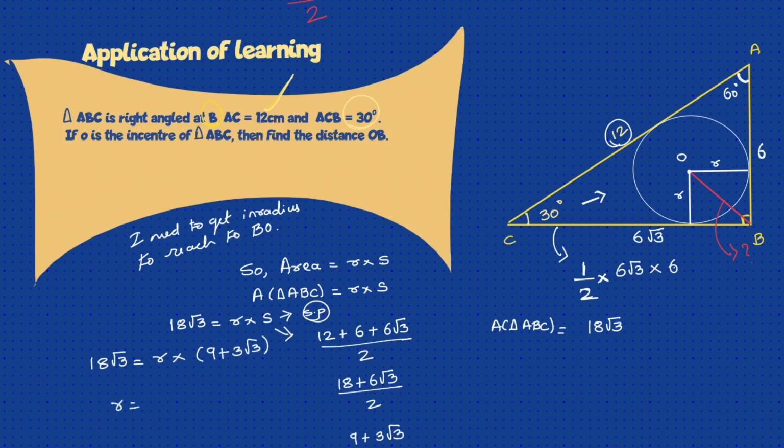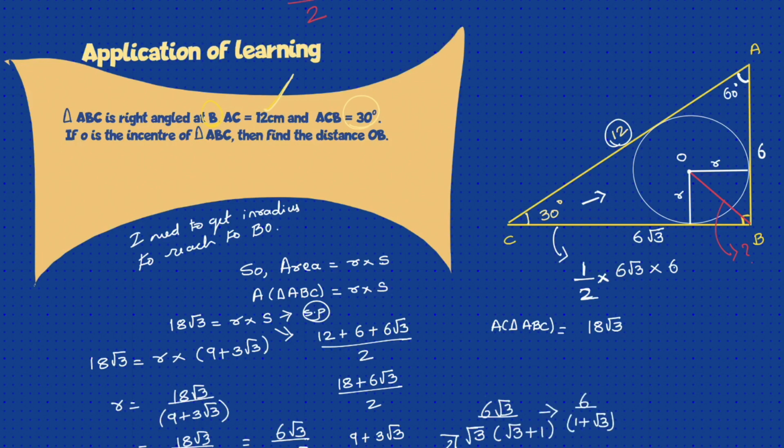So my inradius R comes out to be what then? 18 root 3 upon 9 plus 3 root 3. Take out 3 from this. So what am I left with? 6 root 3 upon 3 plus root 3. Again I can simplify this because there is a root 3 and 3 there. I'll take out root 3 common from the denominator. What am I left with? Root 3 plus 1. Now root 3 gets cancelled. What am I left with? 6 upon 1 plus root 3. That is my inradius for this triangle ABC.